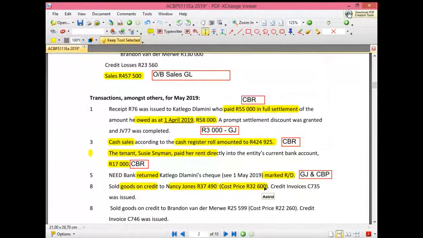Okay, so normally they won't give you the cost price. You would have to go work it out for your cost of sales column. But we'll work it out anyway to make sure that your cost of sales is normally your cost price if they are the same. Okay, so this would go to your general journal.